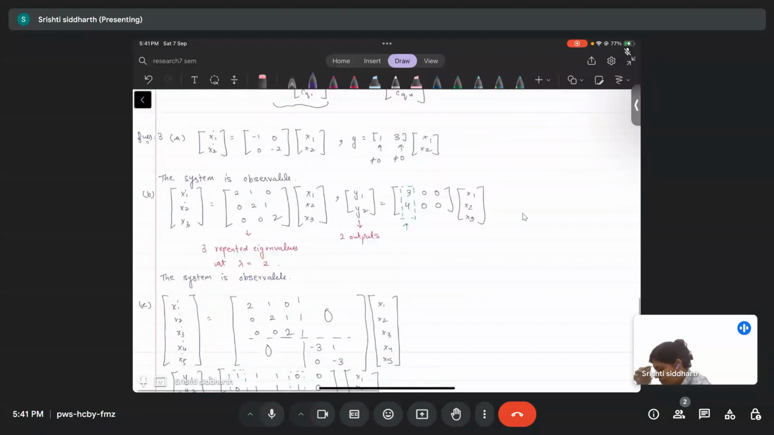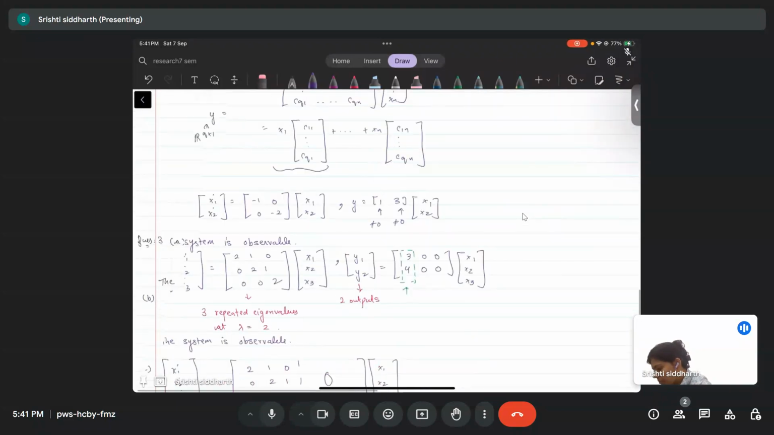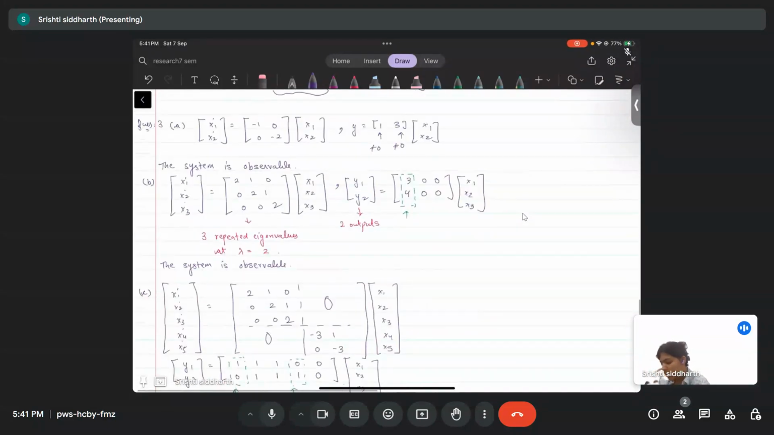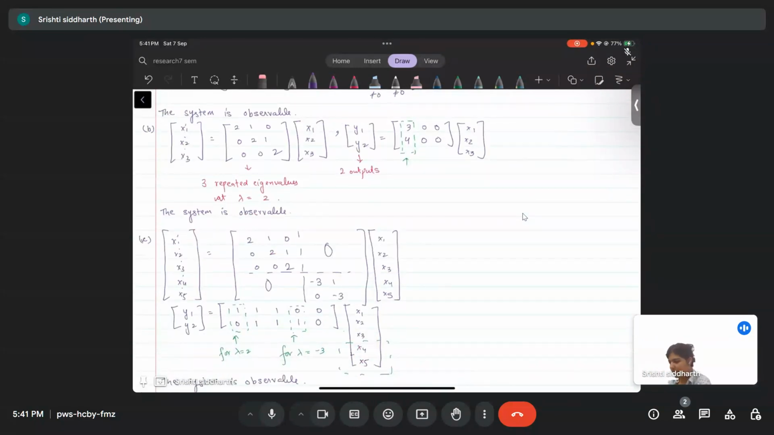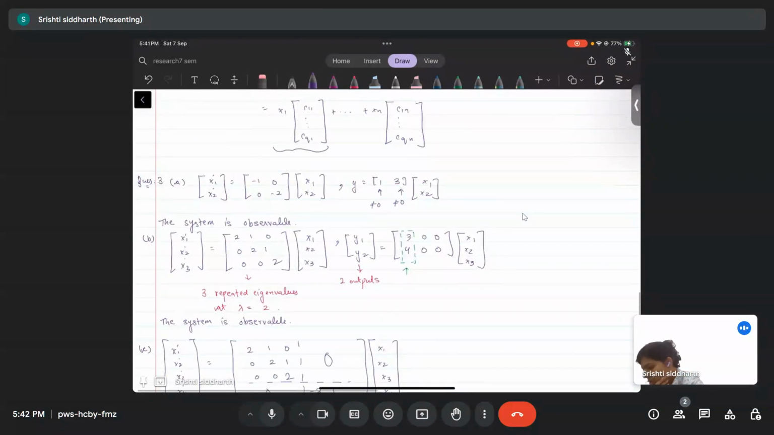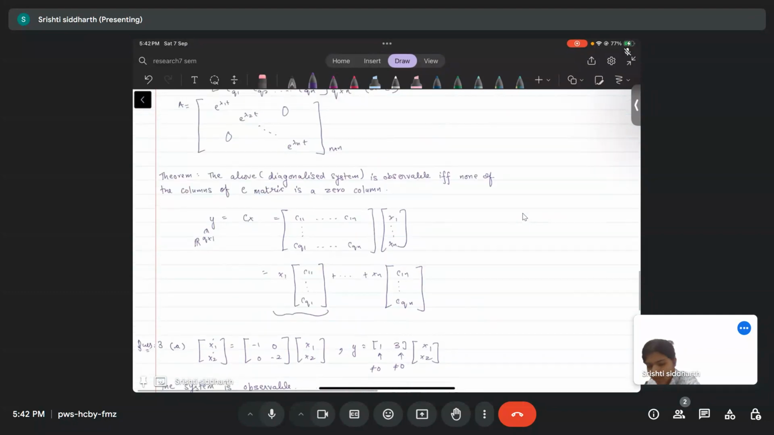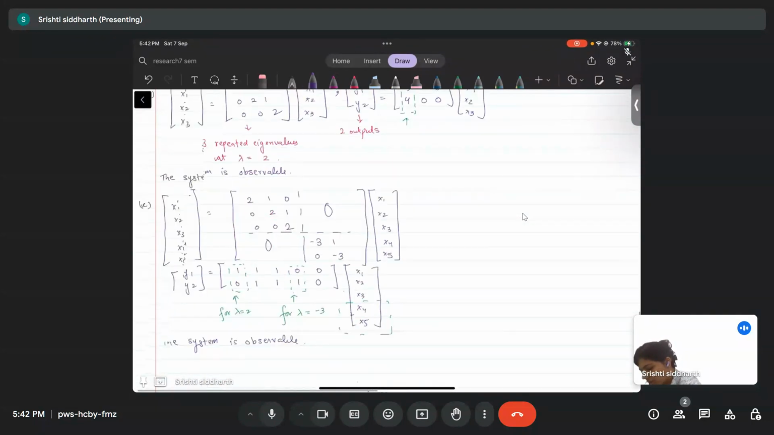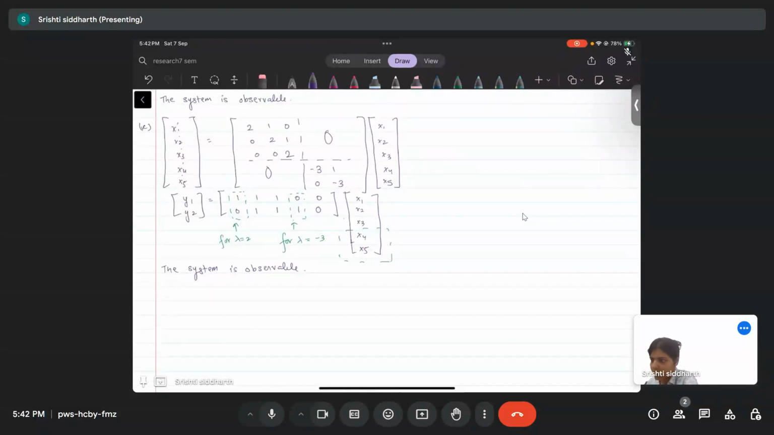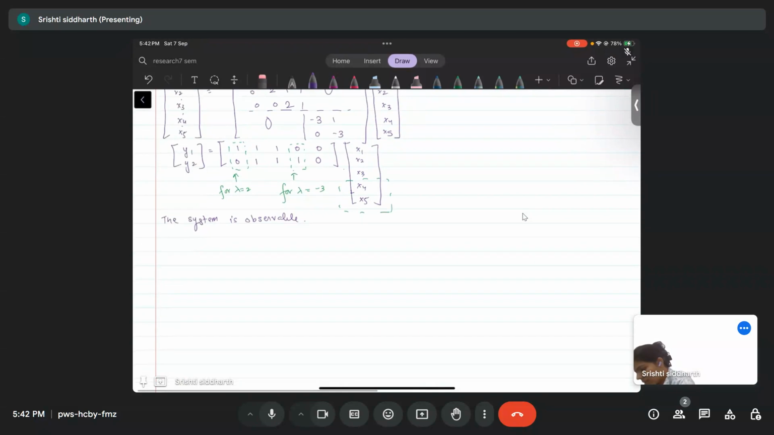Okay, so we have concluded when the system is observable or not based on the diagonalized system. And there are two separate theorems for the case of single output and for the case of multiple outputs for the system. So now let's move on to the next question.